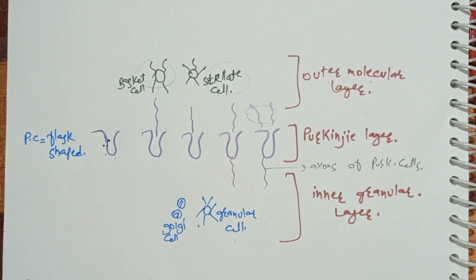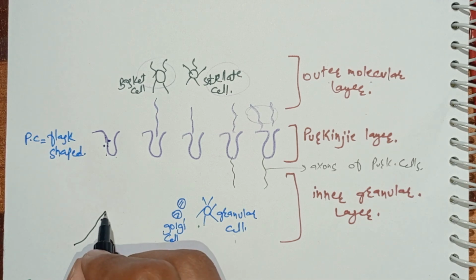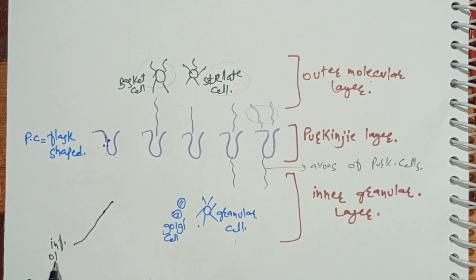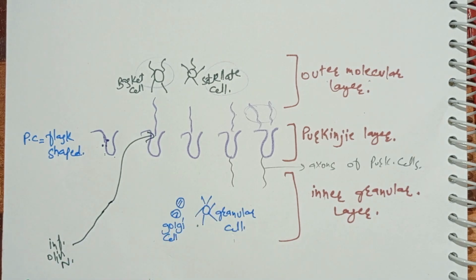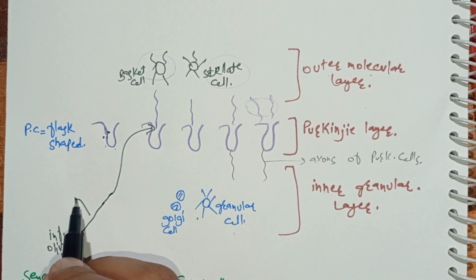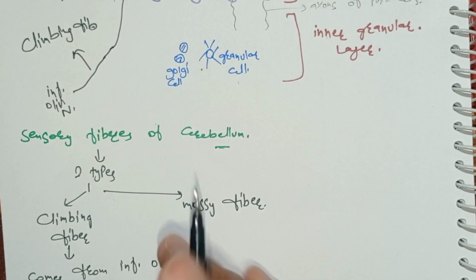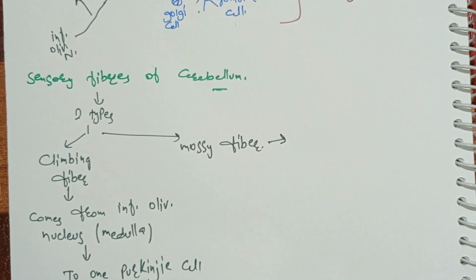This is the diagram, the structure of the cerebellum. This is the climbing fiber. It comes from the inferior olivary nucleus, and then goes to one Purkinje cell. Now we'll talk about the mossy fiber. These are the sensory fibers of the cerebellum. Number one is the climbing fiber. It comes from the inferior olivary nucleus of the opposite side, which is located in the medulla, and then it goes to one single Purkinje cell.